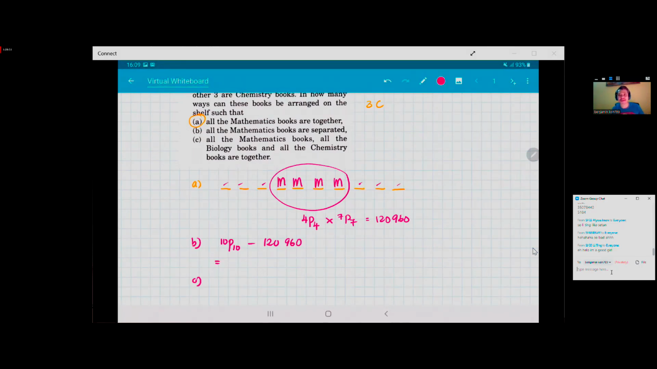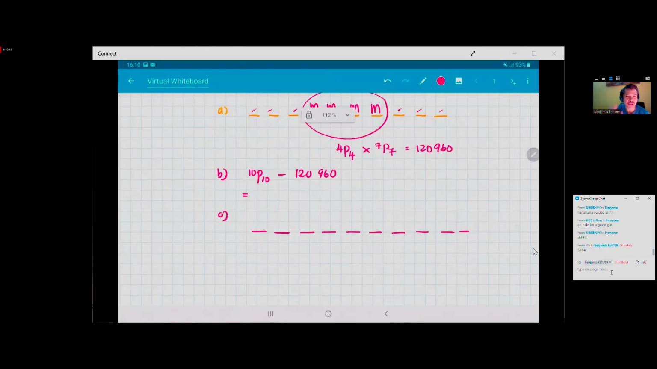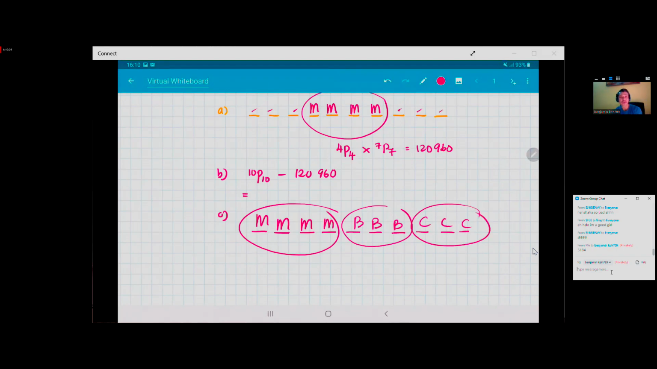Okay, so let's continue. Your C answer, dapat C tak? Some of you already got your answer for C. Yes, correct. You guys have got your answer correct. So how do I do this? There are 10 books, 1, 2, 3, 4, 5, 6, 7, 8, 9, 10. They want all the math books together, chemistry books together, bio books together. So here, math, circle it. Bio, circle it. Chemistry, circle it. So now there are 3 circles, right?